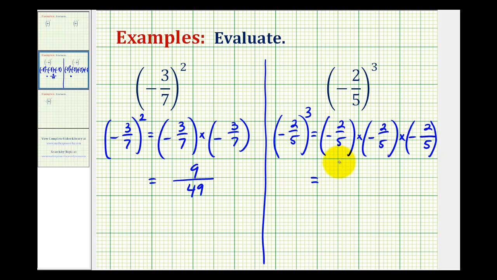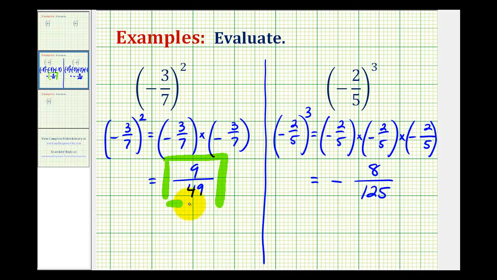In this form, we can go ahead and just multiply these fractions together. Here we have a negative times a negative times a negative, and since we have a product of an odd number of negatives, this product will be negative. The numerator will be 2 times 2 times 2, which is equal to 8, and the denominator will be 5 times 5 times 5, which is equal to 125.